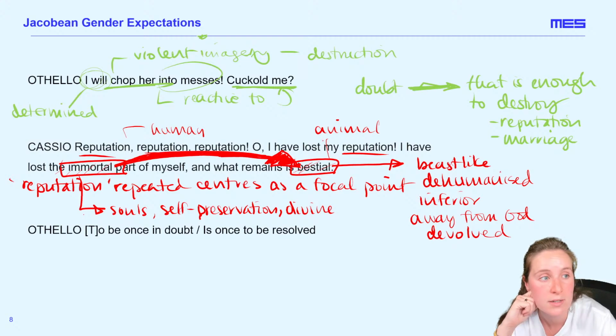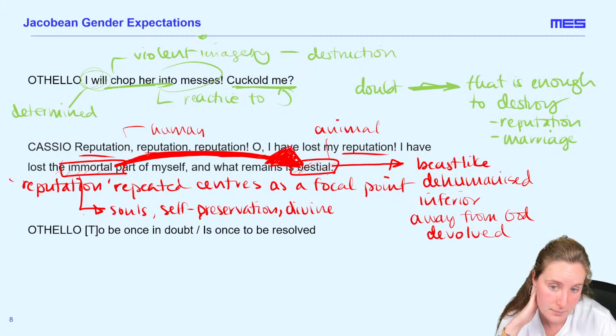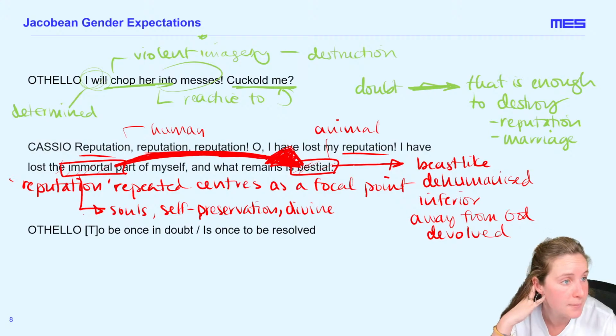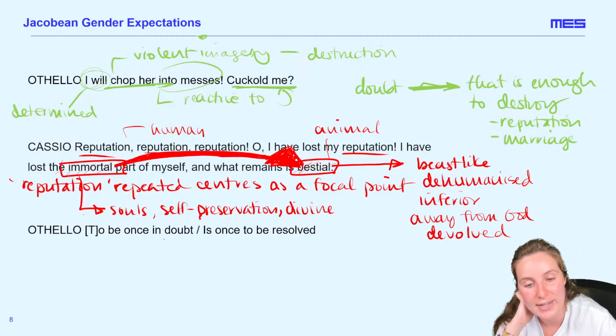Otherwise, he is just the Moor of Venice, the black man and the Moor who has taken the transgressive step of attempting to marry the elite of Venice, Desdemona. It's only his reputation that saves him. And as Othello said, to be once in doubt is once to be resolved. This is the quote I paraphrased earlier.